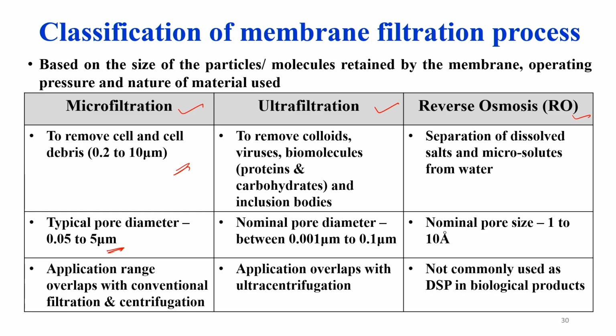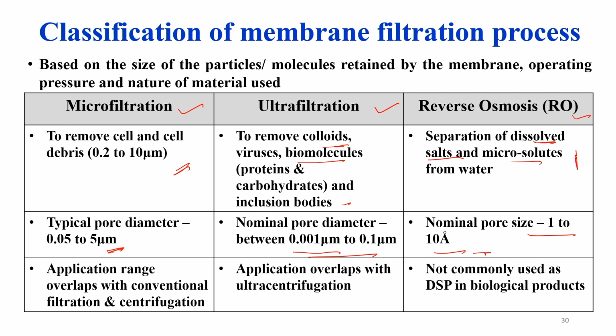While if you see in the case of ultrafiltration, the pore size is decreased to 0.001 micrometer to 0.1 micrometer, and if you go further to reverse osmosis, the pore size is in the angstrom range, 1 to 10 angstrom. So, depending on the pore size, ultrafiltration can remove the colloids, virus and biomolecules like protein, carbohydrate and inclusion bodies, while reverse osmosis can even separate the dissolved salts and the microsolutes from the water.